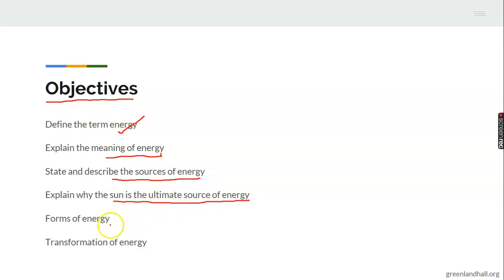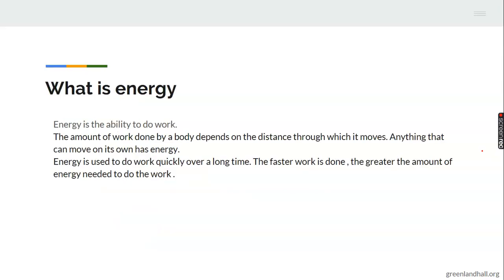And the next one is talking about the forms of energy. We have to know the different forms of energy that we have. And last on my list is knowing about the transformation of energy, how it can be transformed from one type of energy or form of energy to the other. So starting with energy, what is energy?